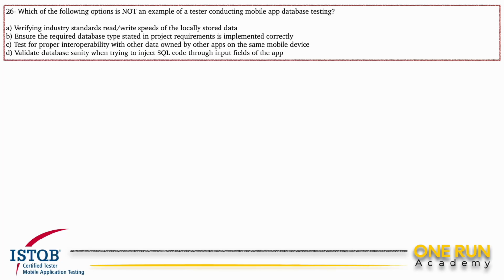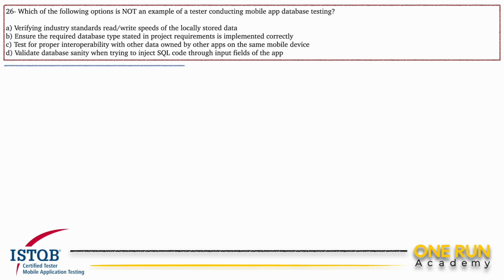Very well. Let's start by breaking down the question to make sure we fully understand it. The scenario presented involves a tester conducting mobile app database testing. We need to identify which option does not represent a typical task in this context. Each option involves a different aspect of working with databases, so we'll analyze them one by one to determine their relevance to mobile app database testing.